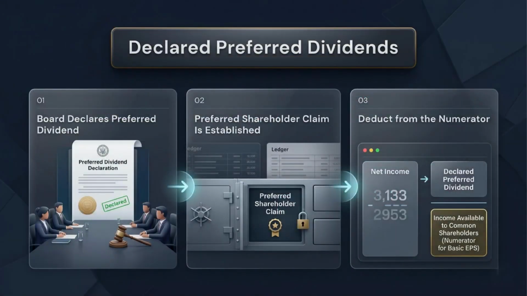When preferred dividends are declared during the current period, the declared amount normally reduces the numerator. The board declaration creates the preferred shareholder claim, and that amount is no longer available to common shareholders. For non-cumulative preferred stock, this declaration step is especially important because no declaration normally means no current preferred dividend claim.